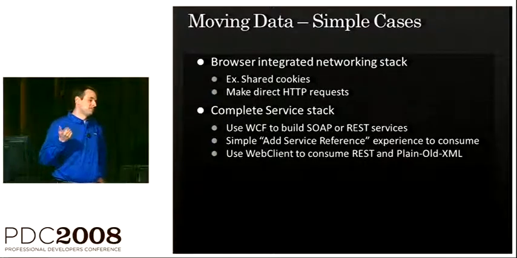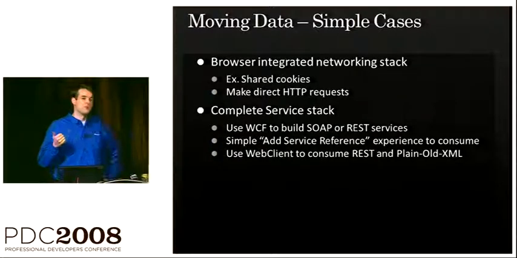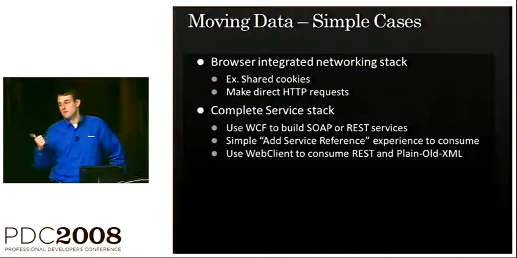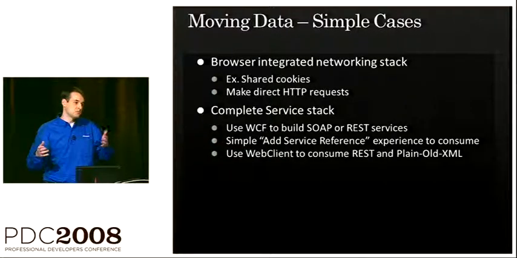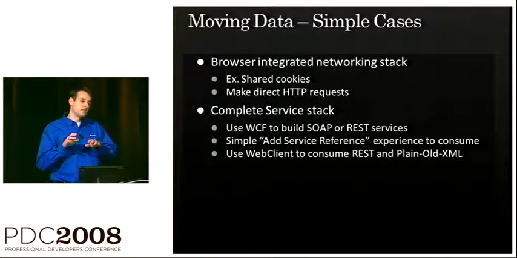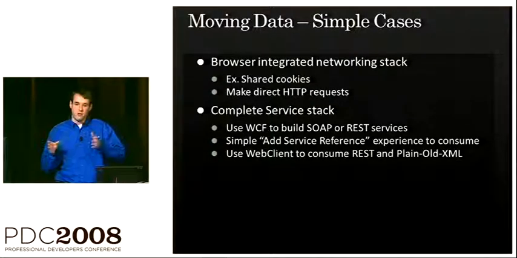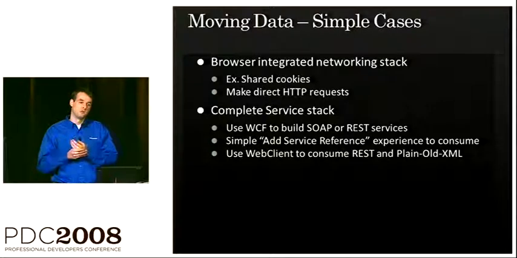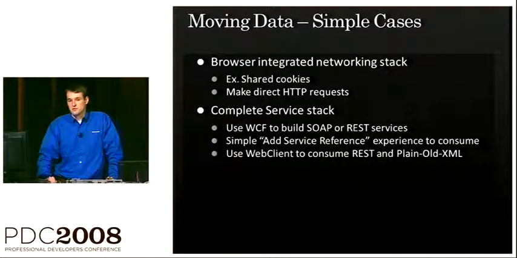Moving data, case 1. You need a way to move data. So we have a bunch of different options in Silverlight for moving your data around. The first is we have an integrated networking stack, which means if you want to pass cookies, we'll pass the cookies along. You logged into a website in your HTML page, it established an auth cookie, that'll get passed when you do your Silverlight networking. We have an integrated networking stack that does that. You can make direct HTTP requests with it.